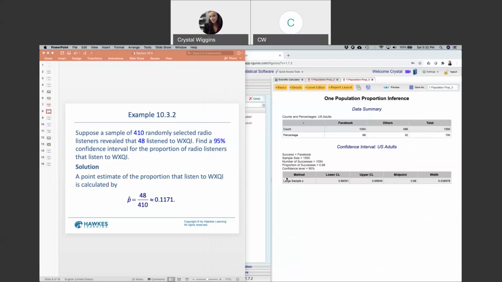So we are going to have n times p, so 410 times the p hat, 0.1171. So this is 11% or 12% of 400. That's not necessarily that obvious that it's going to be bigger than 10. So I'm going to put it in my calculator because I can't use the calculator and my iPad pen at the same time. I'm typing 410 times 0.1171 and I get 48. Well, that's definitely bigger than 10, so we're good there.